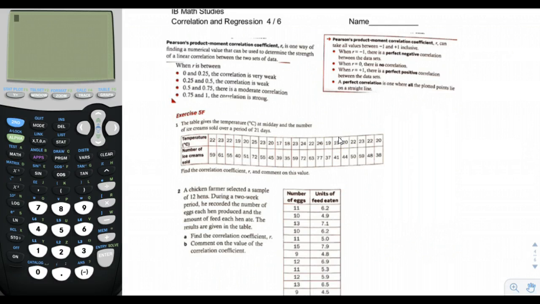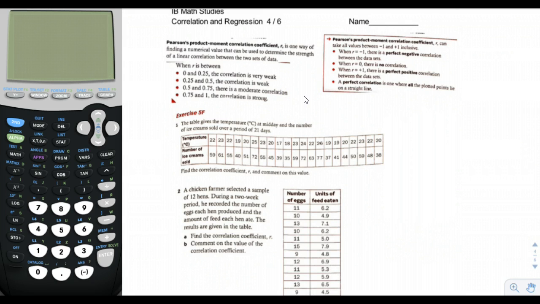Page 4 of correlation and regression. Anybody tired of graphing? We did a lot of graphing from page 1 to 3. Finally, we're going to take a break from graphing. We are going to use the calculator more heavily to figure out what the correlation line or the regression line would be, the best fit line.